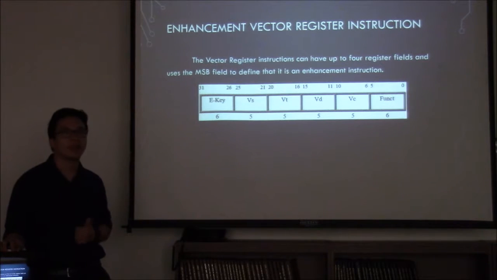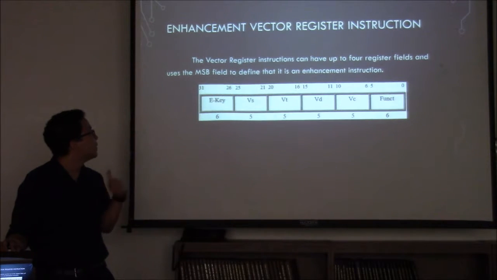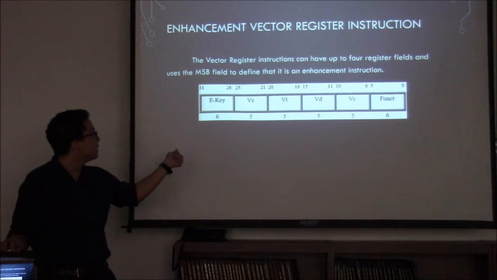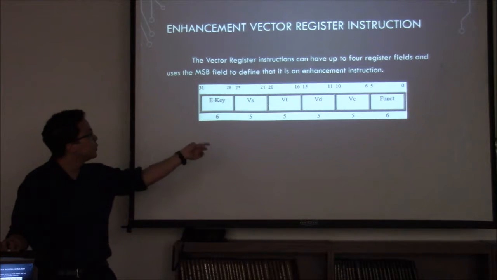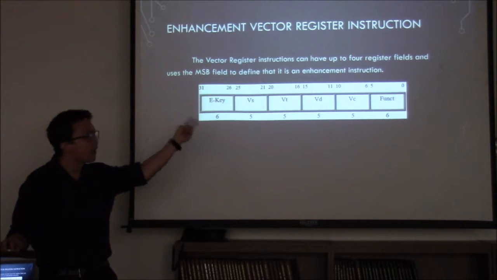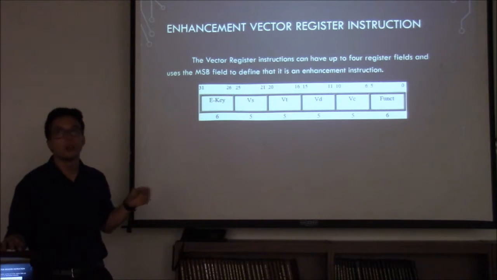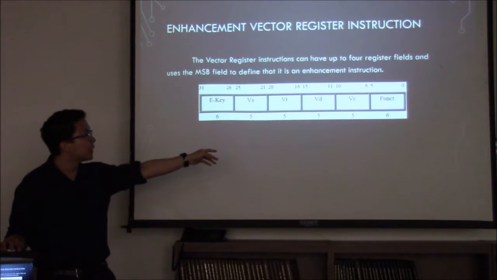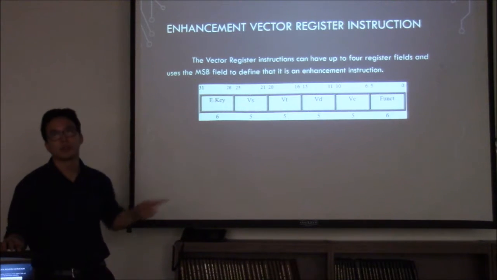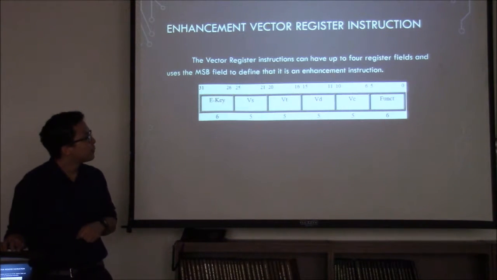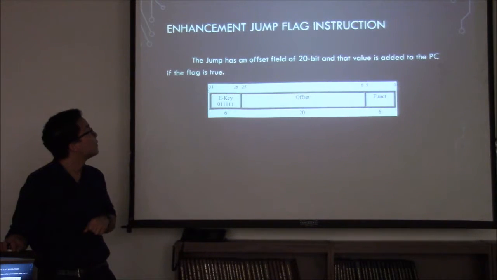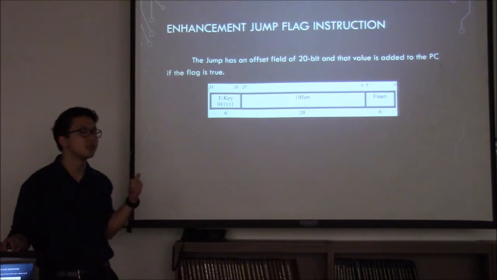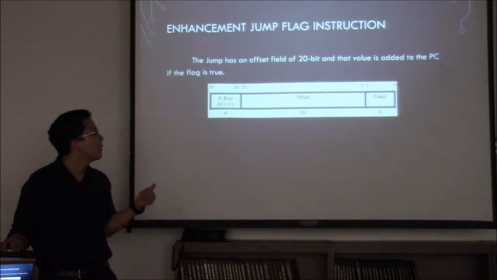And then for my enhancements, I did SIMD. So this is my vector register instruction. Basically, I have the opcode at first, and then I have 2 operands, which could be either registers or vectors. There's also VD, which is the destination. And I also have a third register, which could also be a register or a vector, VC. And then for my jump flag instructions, which is also an enhancement, I have a 20-bit offset that will be added to the program counter if the flag is true.